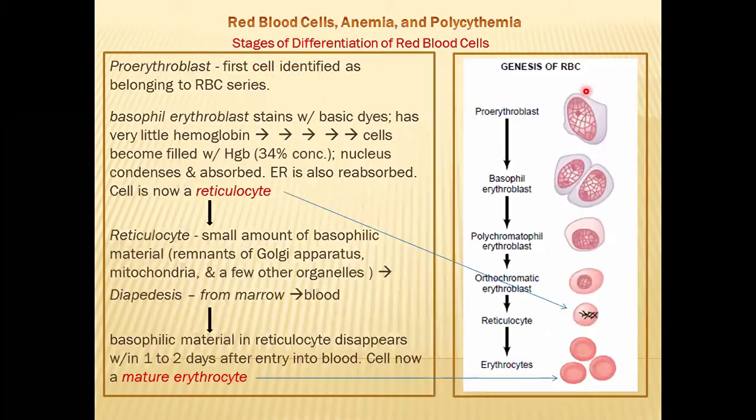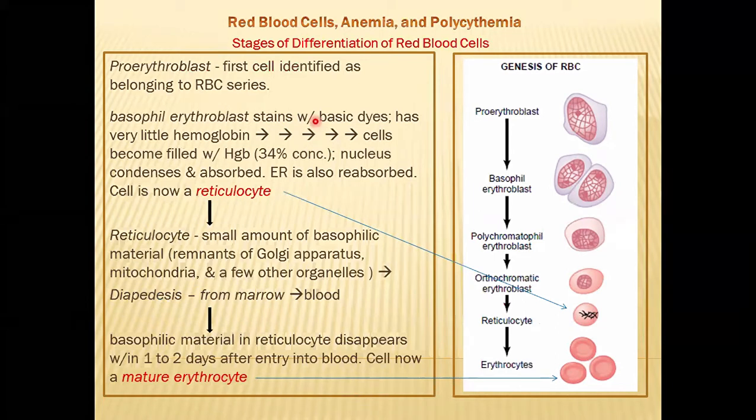So the next slide is, okay, the pro-erythroblast, the first cell identified as belonging to the RBC series. Okay, this is the pro-erythroblast. And then it differentiates further into a basophilic erythroblast, then into a prochromatophilic erythroblast, then into an orthochromatic erythroblast, and finally into a reticulocyte. Okay, so the basophilic erythroblast stains with basic dyes, that's why it's called basophilic erythroblast, and has very little hemoglobin. Then it differentiates further, and then it becomes filled with 30% hemoglobin.